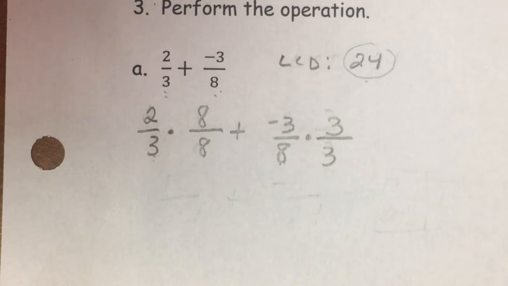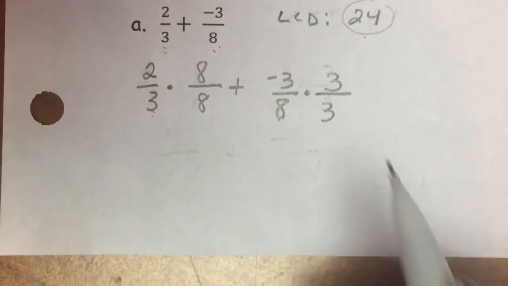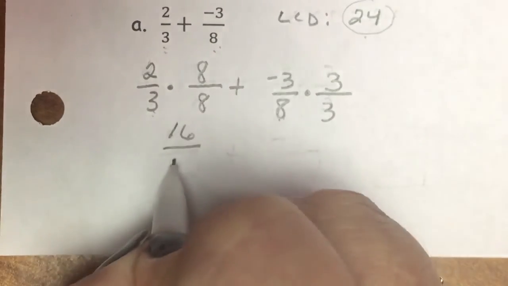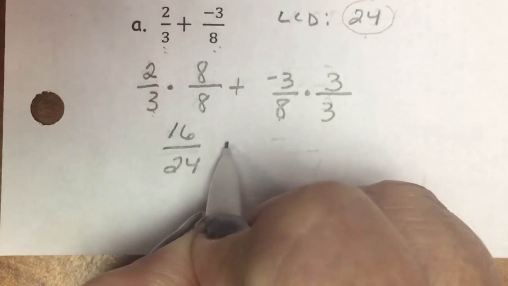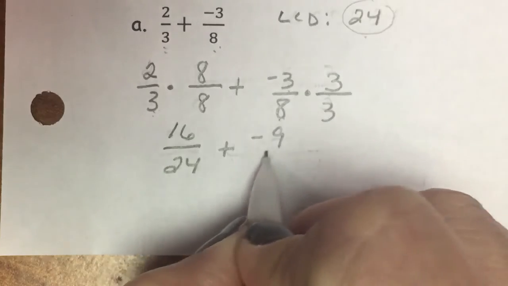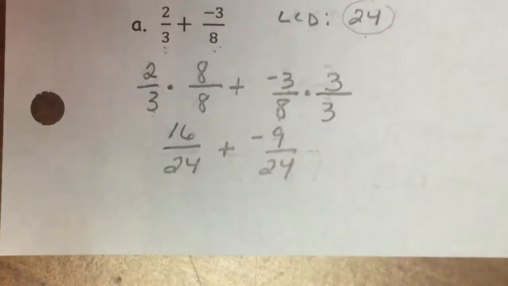Now you can stop this and go back and look at that over and over again until you get the idea. So now what we're going to do is multiply. 2 times 8 is 16 over 3 times 8 is 24, plus negative 3 times 3 is negative 9 over 24. Now we have them over the common denominator.